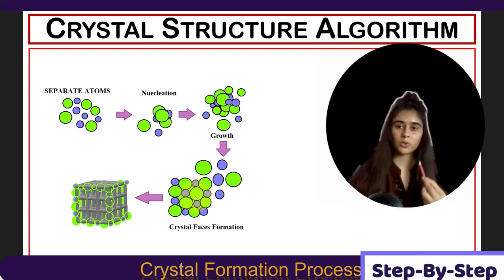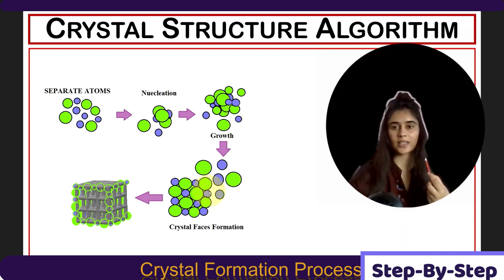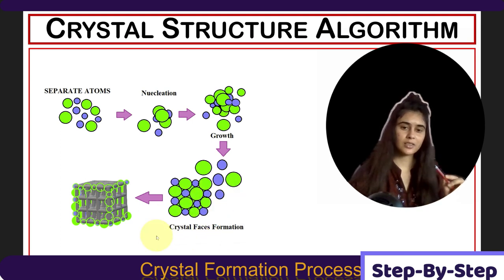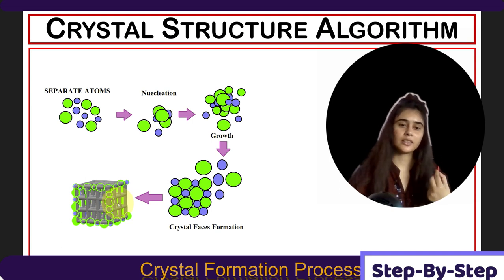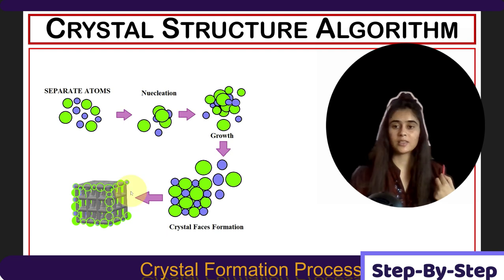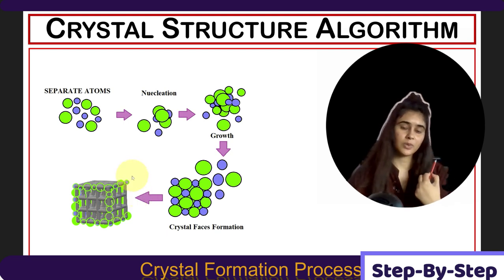As more and more particles join the growing crystal lattice, crystal face formation starts. Here you can see the crystal face formation started as more particles are joined, and in the end it forms a crystal having flat faces, sharp edges and well-defined angles between them.